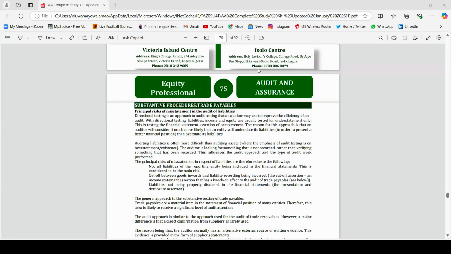So when you are asked in an exam to write about what substantive procedure you should carry out for inventory, first discuss the principal risks that are associated with inventory. Then you can go to the procedures, what the auditors should do to test for all of that. So that's all that we looked at last week.